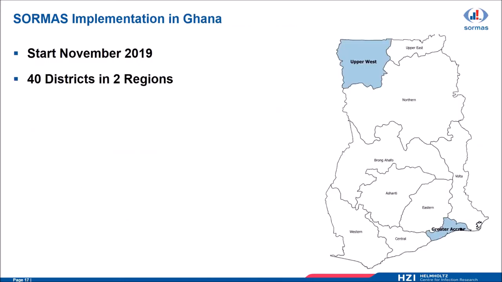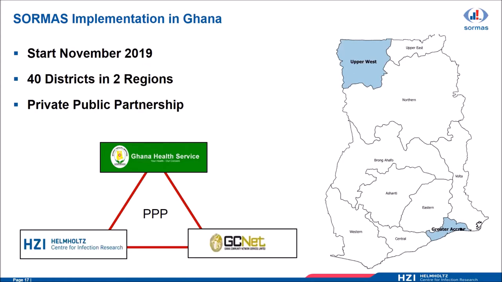In Ghana, we started in November 2019 with 40 districts in two regions to implement SORMAS as a pilot. We have a different model there, where you have a public-private partnership between the Ghana Health Services, the Helmholtz Center for Infection Research, and GCNet, a Ghanaian IT company. They are involved in adapting SORMAS and in bringing policies and scientific content during the pilot. So this is ongoing in Ghana.